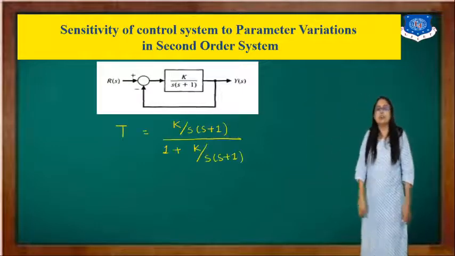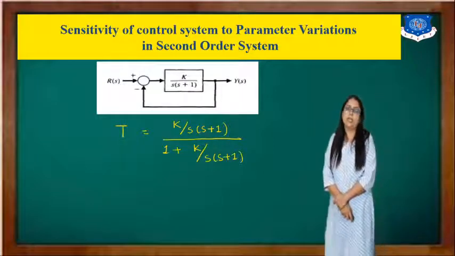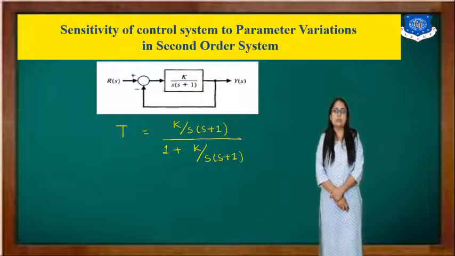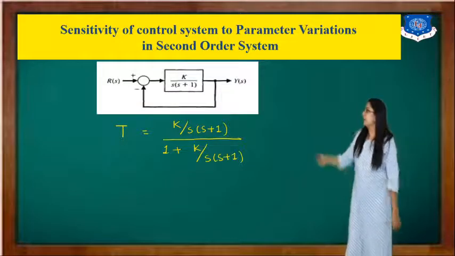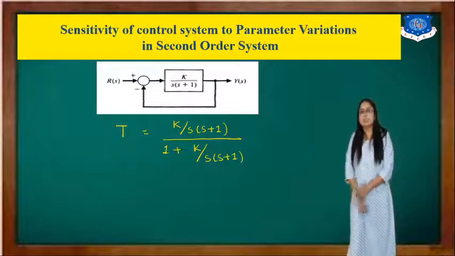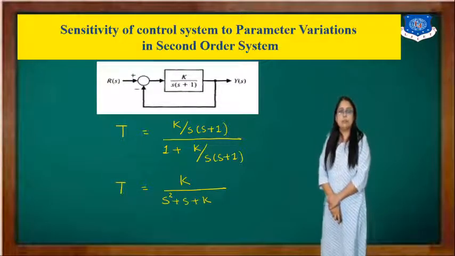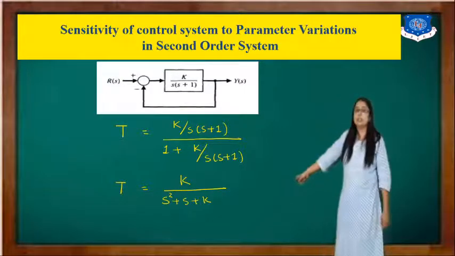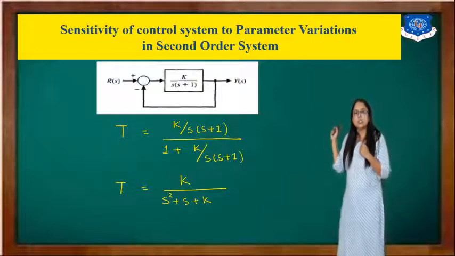Now we will first find the transfer function T, that is equal to G upon 1 plus GH, which is K upon S plus 1, upon 1 plus K upon S plus 1, because it's a unity feedback control system. Now we just take the LCM. So what we get? K upon S square plus S plus K. Check the power of S in the denominator. It's 2, so we can say it's a second order system.